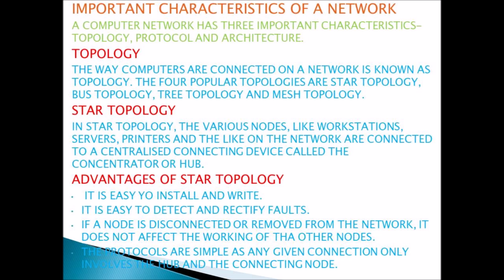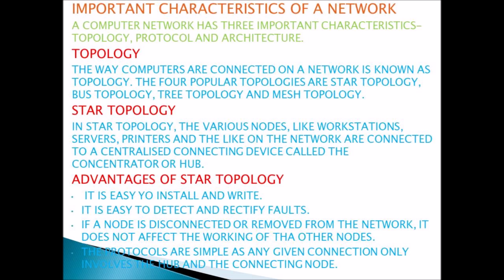So in star topology, the various nodes, here nodes means the computers, the various nodes like workstation, servers, printer, whatever may be, on the network are connected to a centralized connecting device. Based on the centralized device, the data are shared to other connected nodes. That device we call a concentrator or a hub. Mainly the term hub is used.